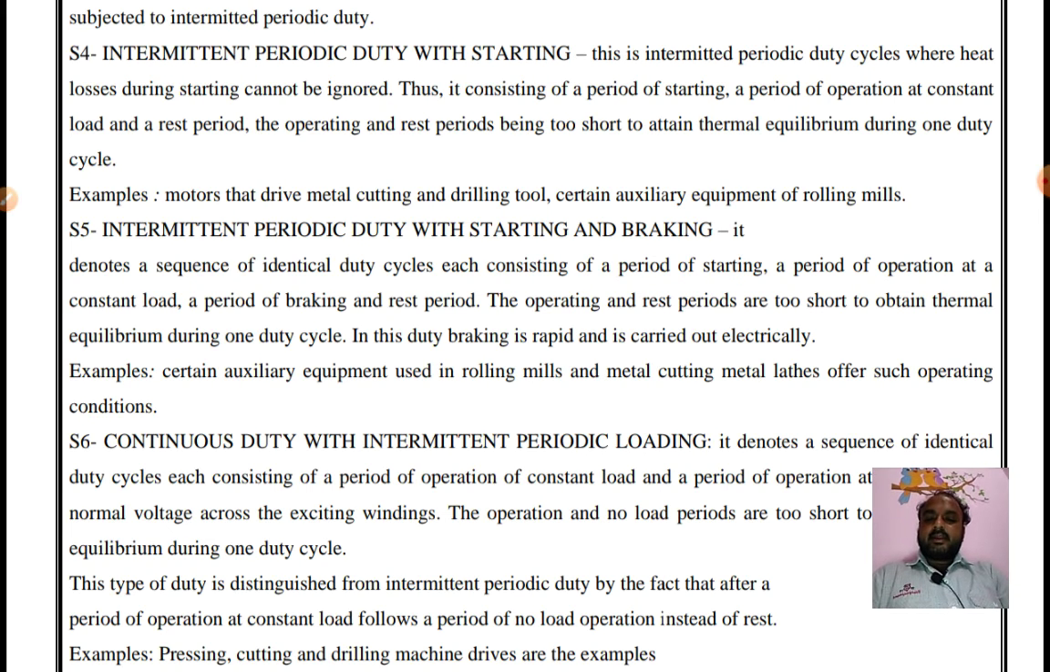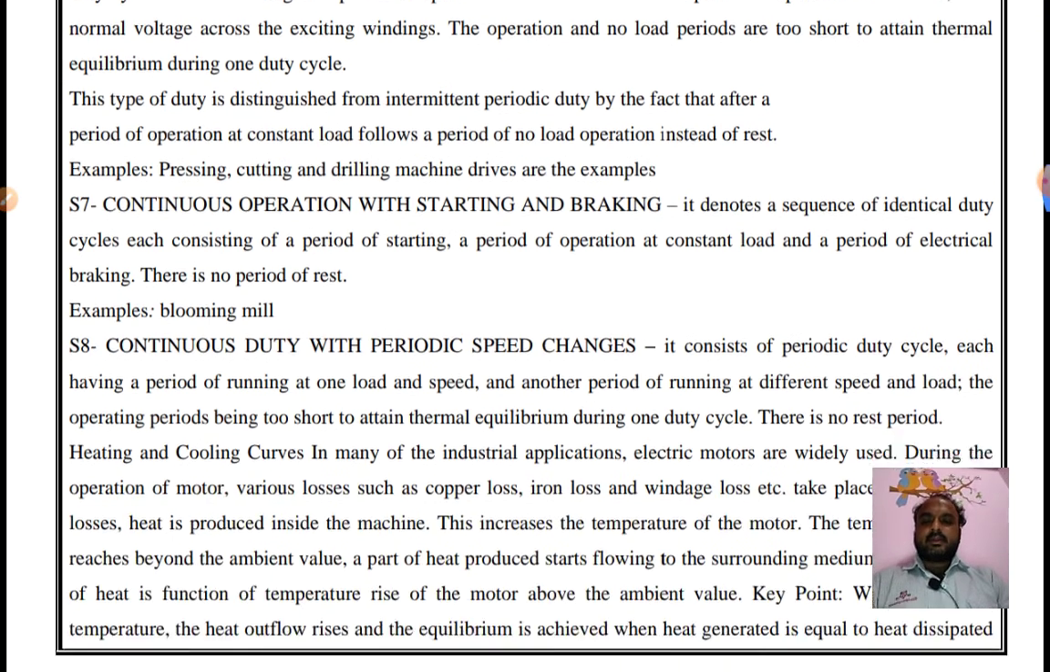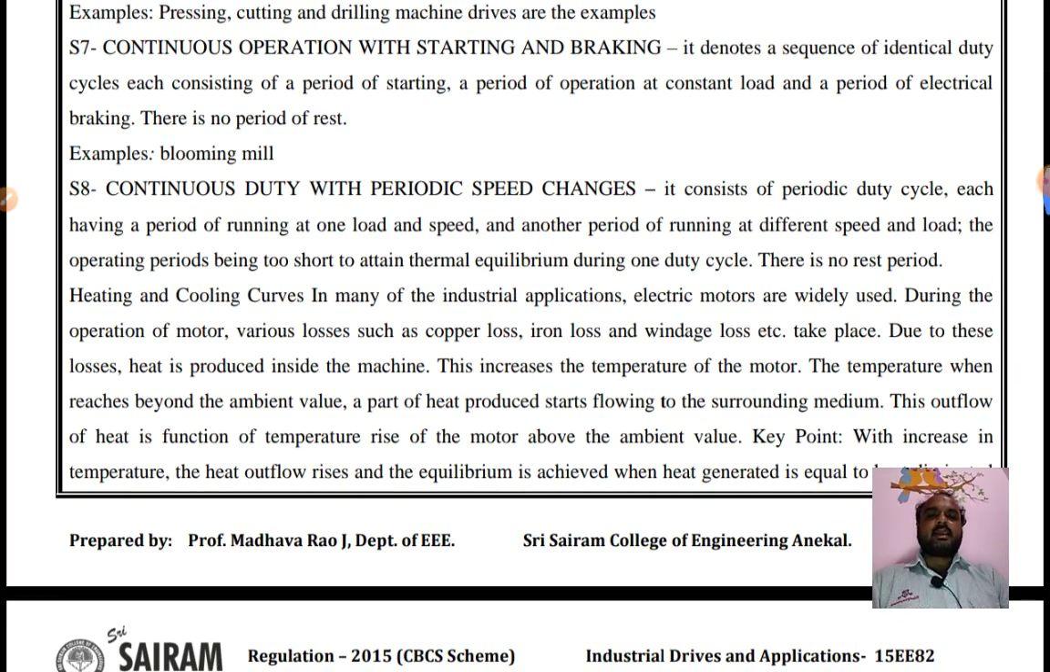Next, continuous duty with intermittent periodic loading. These drives have a period of operation at constant load and a period of operation at no load. Examples are pressing, cutting, drilling machines. Next, continuous operation with starting and braking. These drives consist of a period of starting, a period of operation at a constant load, and a period of electrical braking. There is no period of rest. So there is no rest in this type of drives.